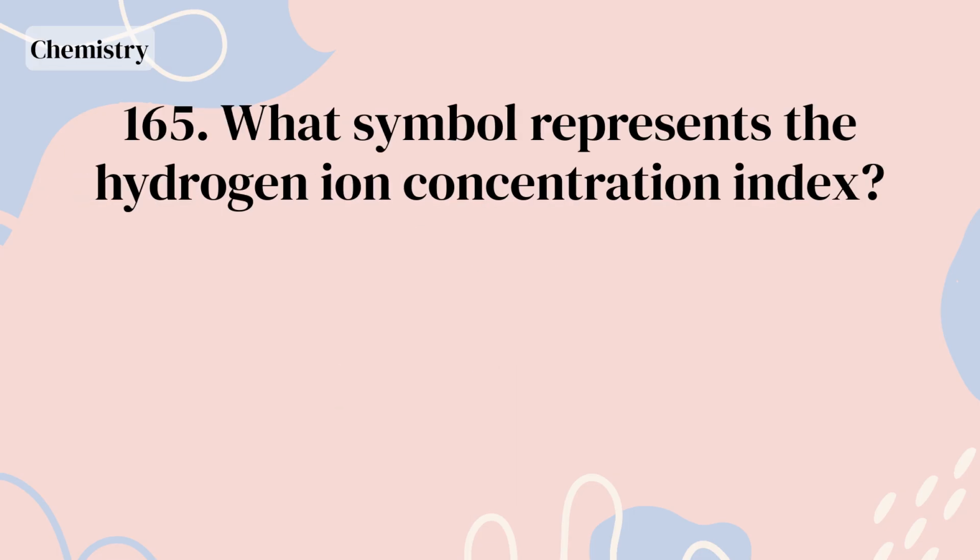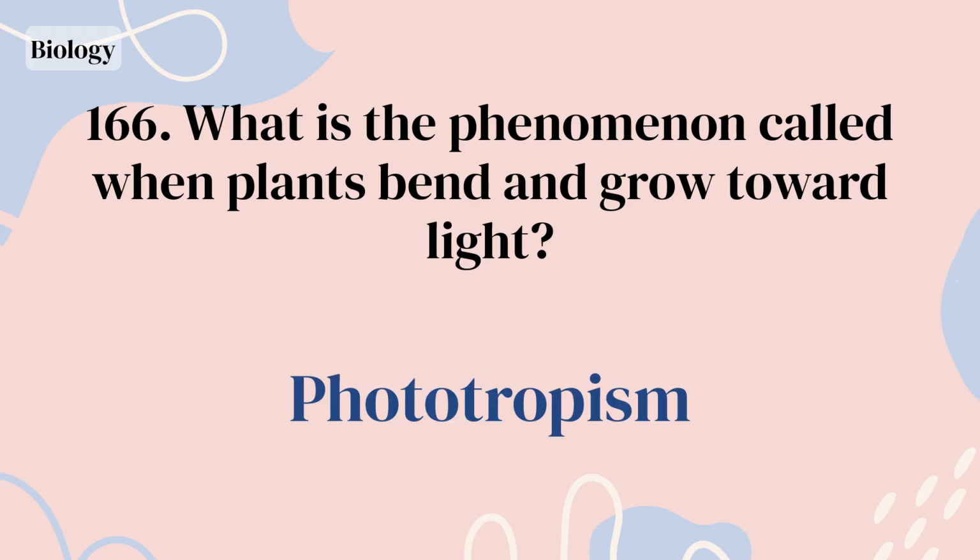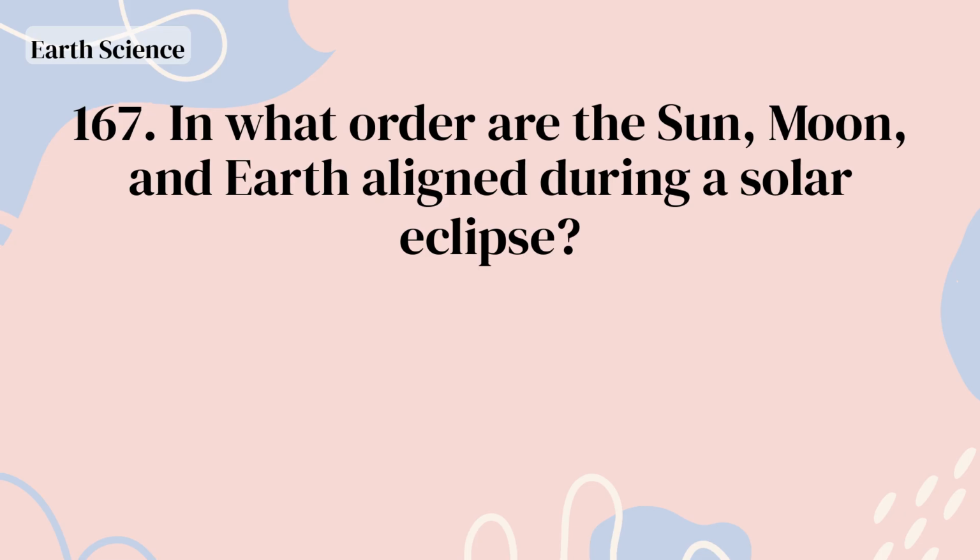Catalyst. Which layer of Earth's atmosphere is located at the greatest altitude? Exosphere. What symbol represents the hydrogen ion concentration index? pH. What is the phenomenon called when plants bend and grow toward light? Phototropism.